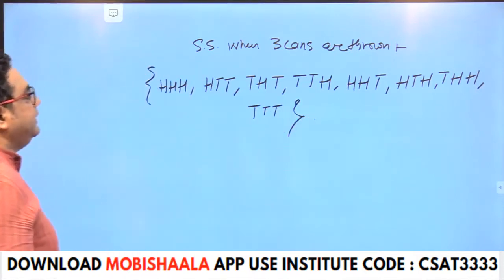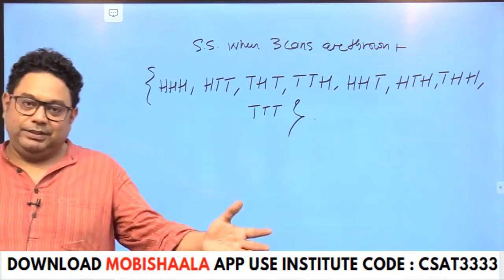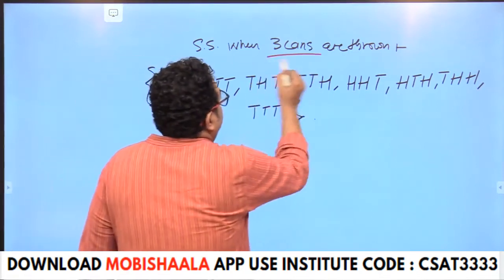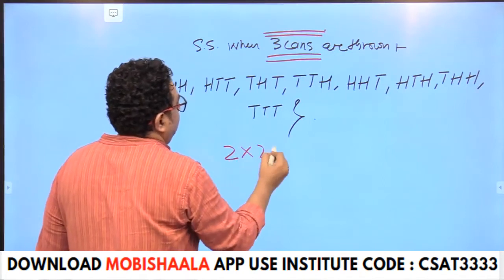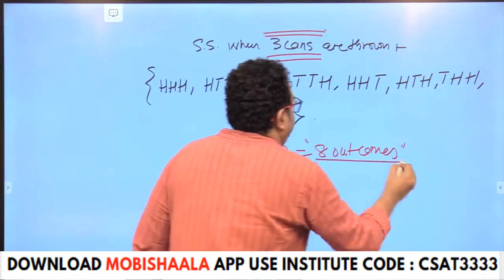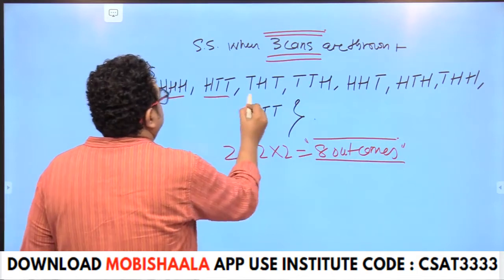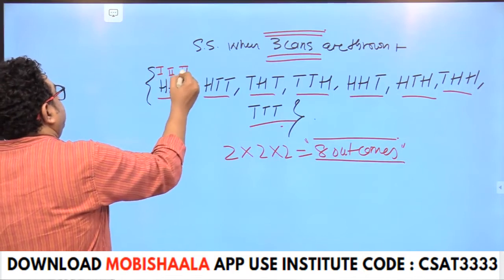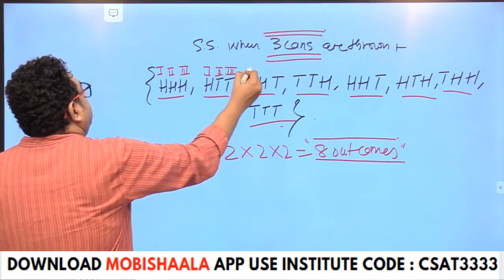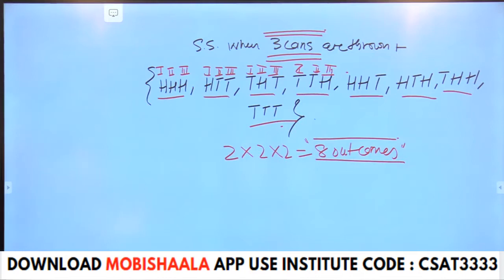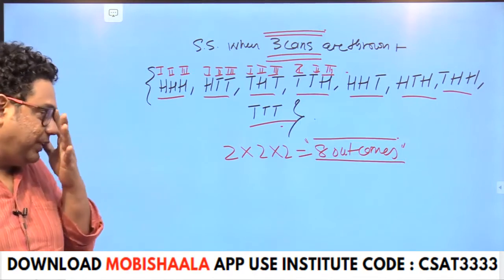So how many elements does this sample space have? It has 8 elements. And otherwise also you can see, if I throw 3 coins, total number of outcomes would be 2 into 2 into 2, 8 outcomes. And those 8 outcomes are these: 1, 2, 3, 4, 5, 6, 7, 8. And how to understand it? First coin, second coin, third coin, and so on. So I hope now you have good clarity. Don't worry.